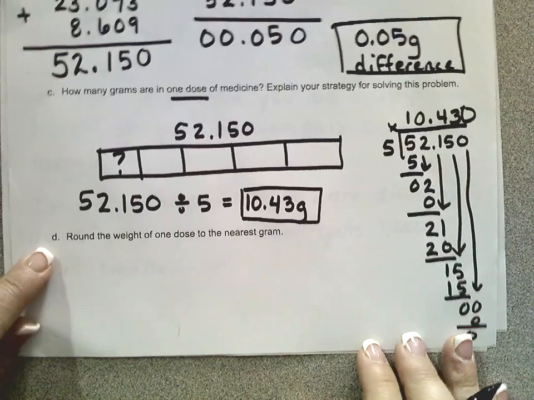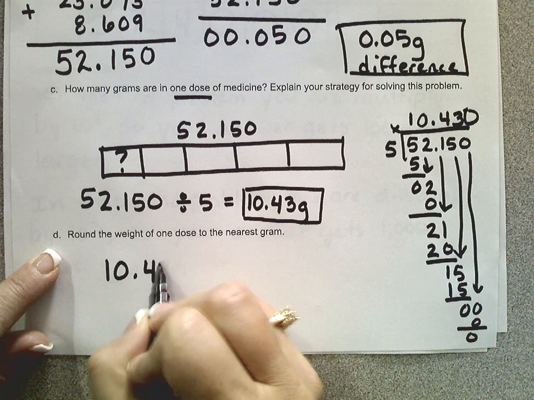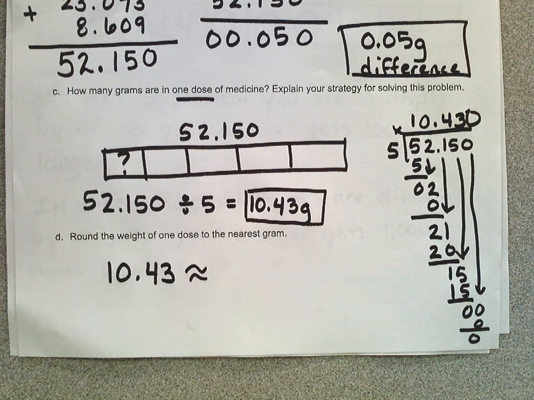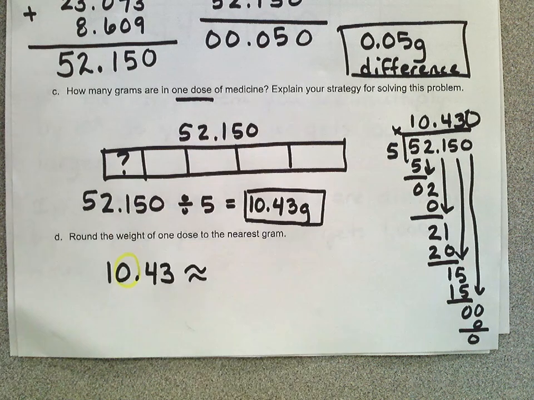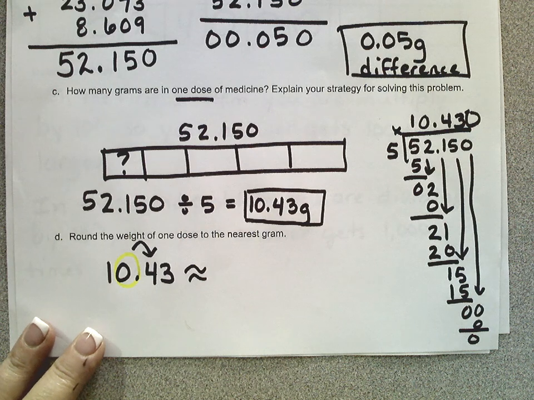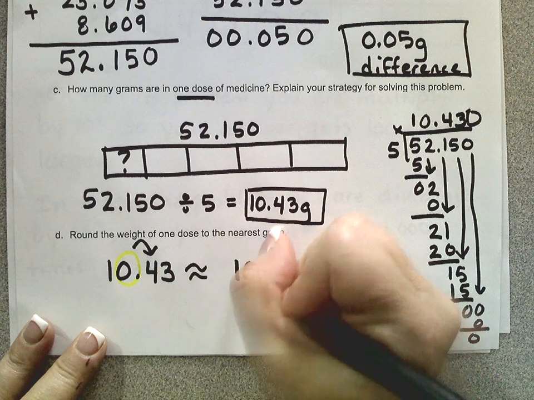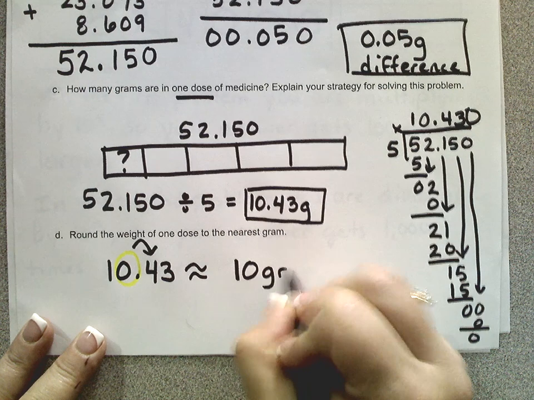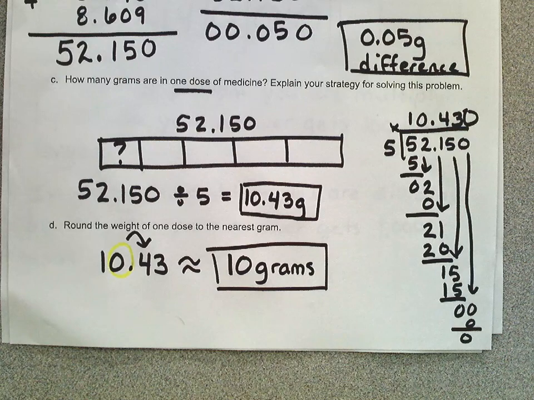Then it says round the weight of one dose to the nearest gram. So 10 and 43 hundredths, rounding to the nearest gram, which means I'm going to circle. Nearest gram is nearest whole number. So that one's place. I'm going to look next door. 4 or less, let it rest. That means that 0 is staying the same. Everything before it stays the same. 10 grams is your final answer.